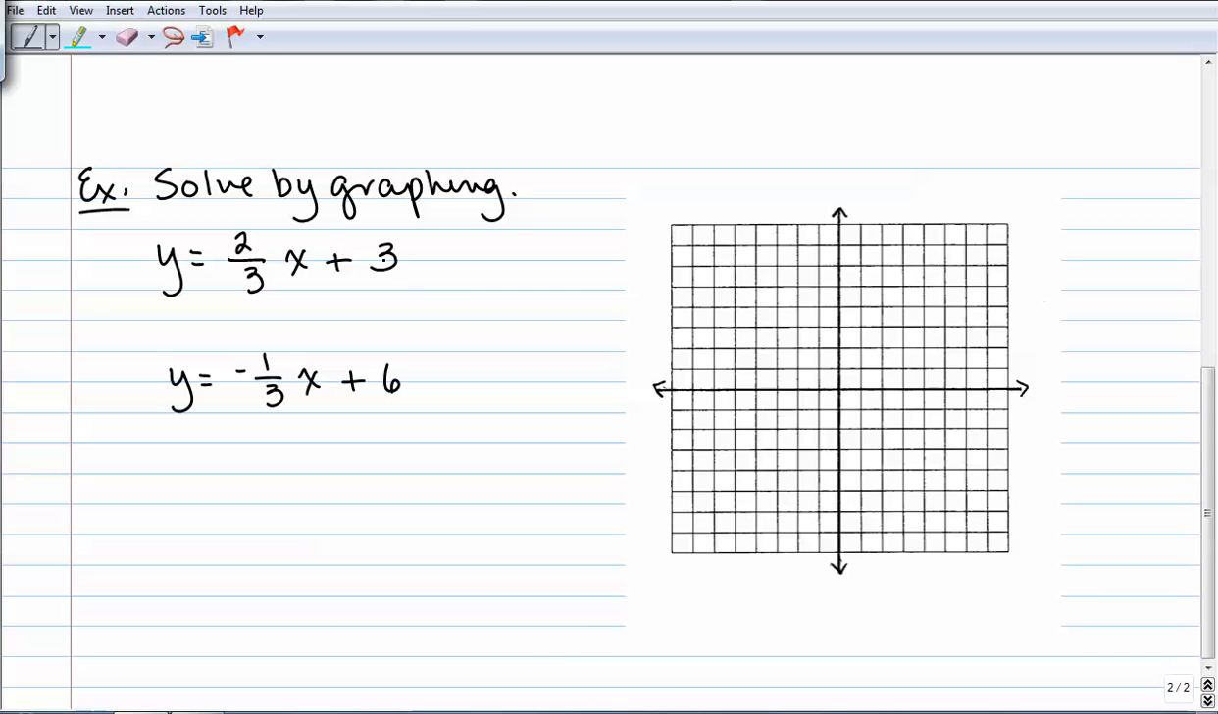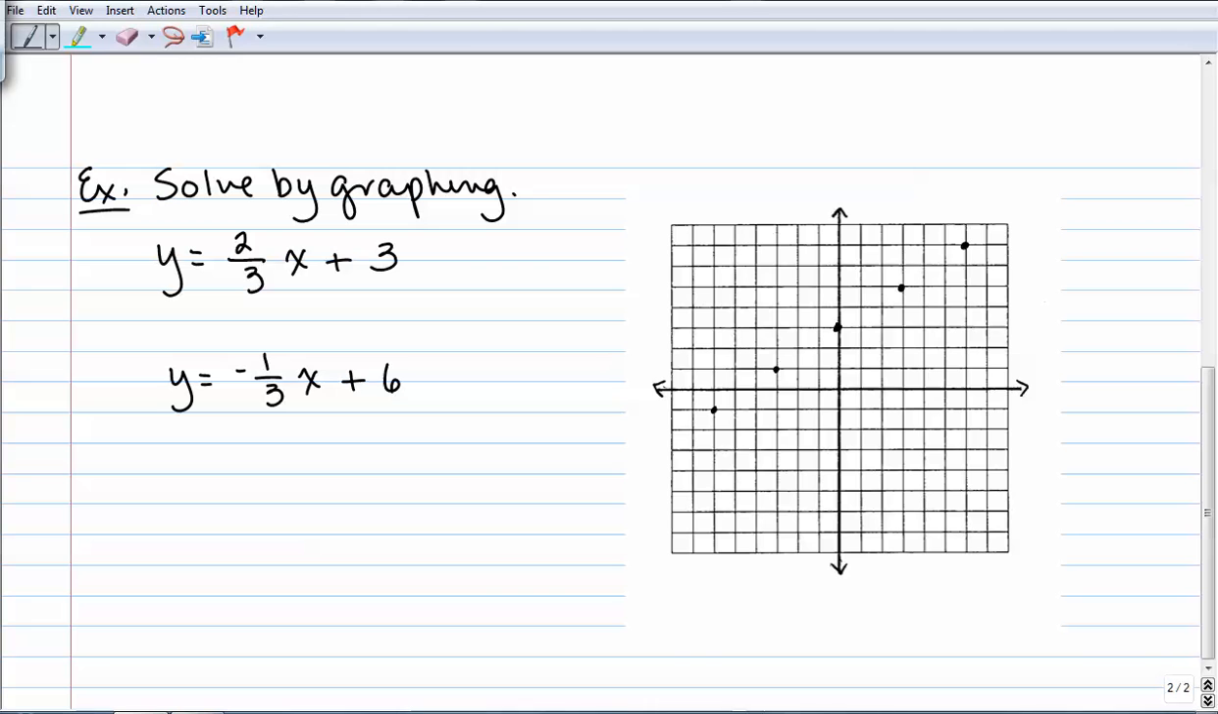Notice that our y-intercept is 3. So I'll put a nice dot right there on 3. My slope is 2/3, which means up 2 and right 3, up 2 and right 3, or that can be a negative 2 over a negative 3, which is down 2 and left 3, down 2 and left 3. Okay? I'm not going to connect those dots yet, but those dots are very important because I'm looking for the exact point where they intersect each other.